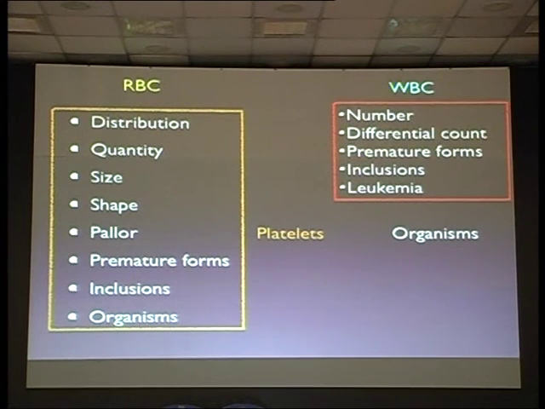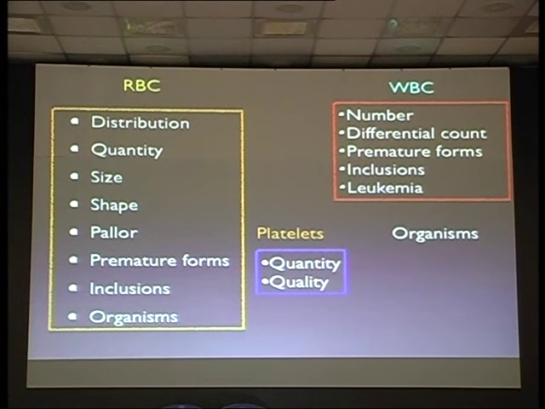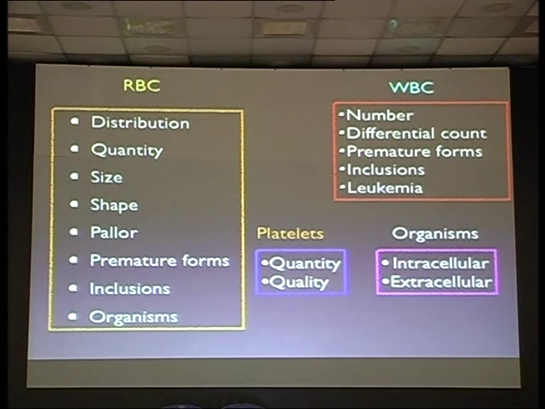In the WBC, look for number, differential count, premature forms, inclusions or increase in number of cells. Platelets: how many there are, and what the size of the platelet is. Organisms: we want to see intracellular and extracellular, and we concentrate mainly on 2 organisms. One is microfilaria, the other one is malaria.